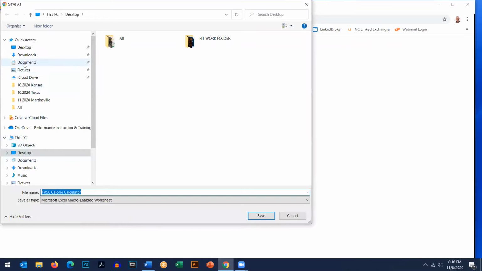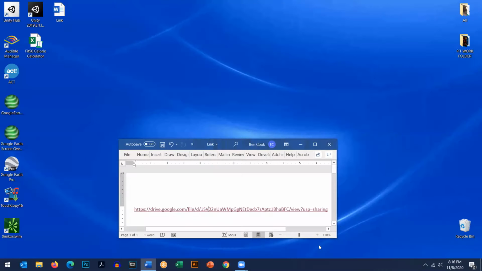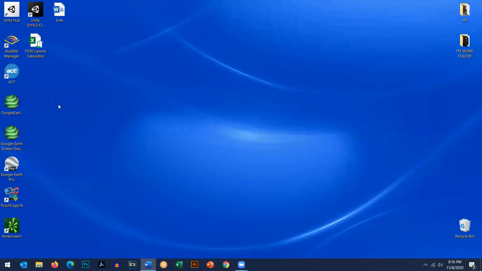A window is going to pop up and ask you where you'd like to store that. And let's just put mine on the desktop. So I'm going to click desktop, Fit50 calculator right there. I'm going to save it. Okay, and then we can close this out. And then we're going to shut this down here. And there's our Fit50 calculator, simple as that.